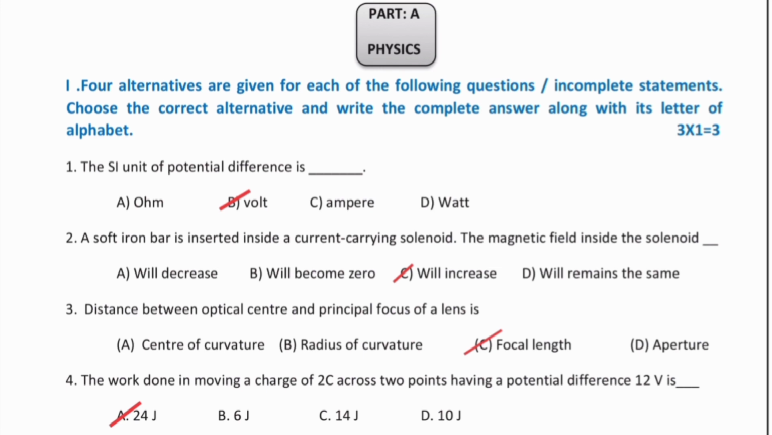The work done in moving a charge of 2 coulomb across 2 points having a potential difference of 12 volts is, the correct answer is option A, 24 joules. V equals W by Q. W equals V into Q.